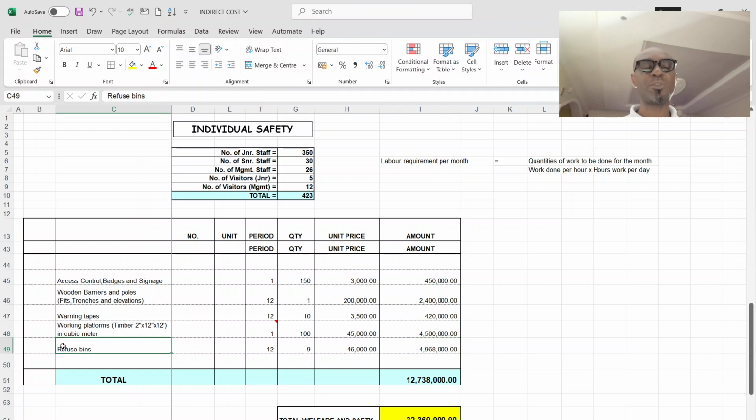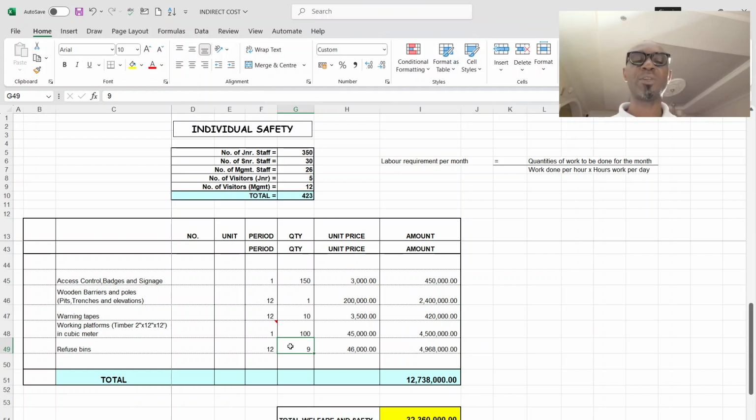Then refuse bin, which we know is an important aspect. If the site is not properly kept, there is no good housekeeping, tendency for people to get hurt, step on short pieces of wood, or nails piercing into your legs. So you need to make sure this refuse is disposed. And I made provision of 46,000 for 12 months and 9 times in a month. 9 times they needed to evacuate.